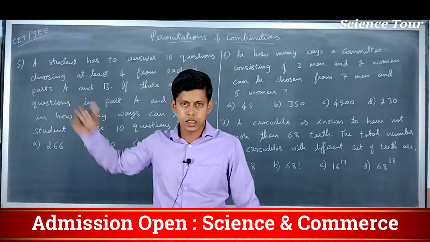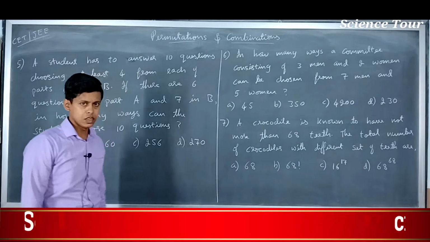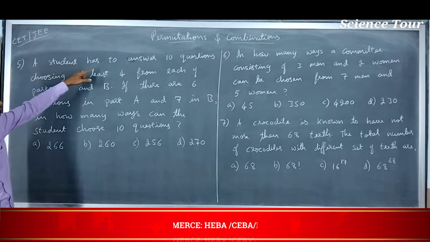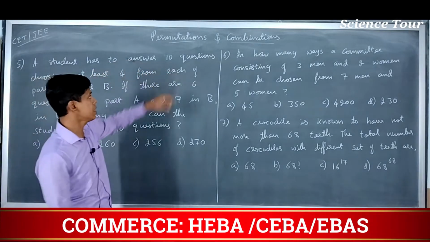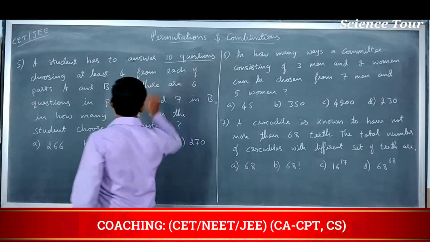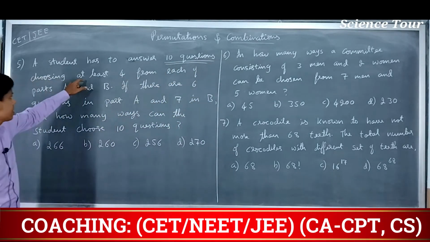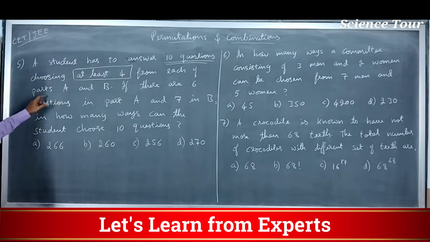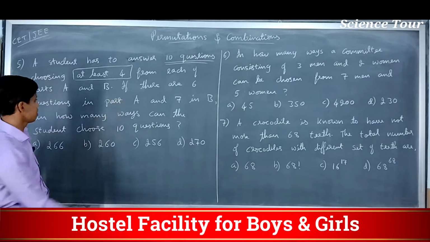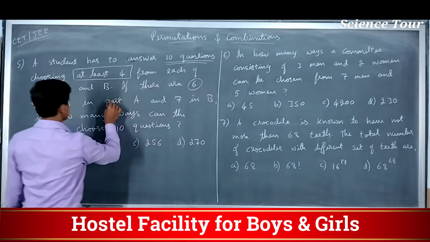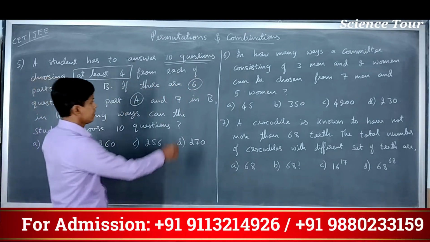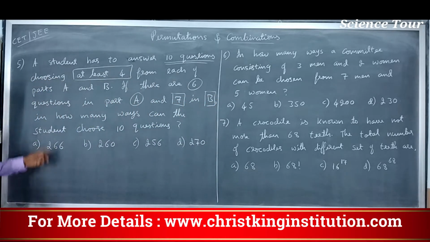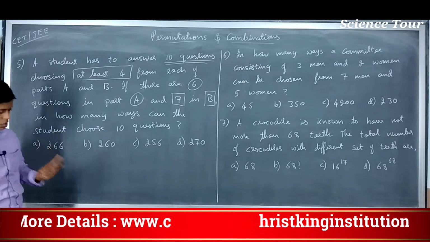Well, dear students, let's continue with the next set of questions of combinations. Fifth question: a student has to answer 10 questions, choosing at least 4 from each of parts A and B. If there are 6 questions in A and 7 in B, in how many ways can the student choose 10 questions?